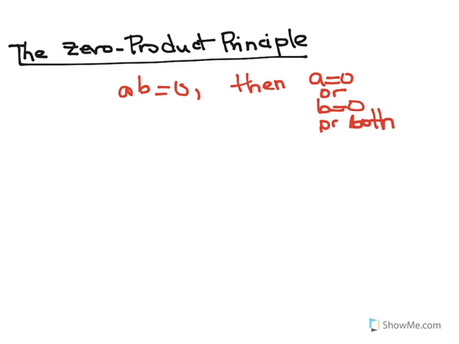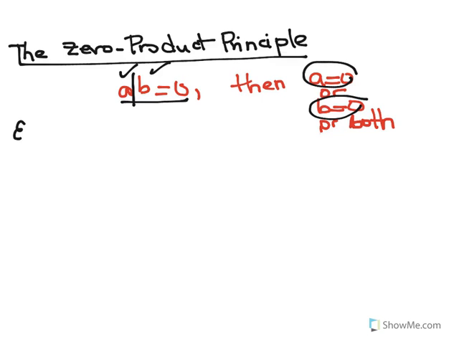So the zero product principle is a new tool that is going to be extremely helpful in solving equations that are nonlinear. Basically, the zero product principle tells me that if the product of two or more factors equals 0, then at least one of the factors must equal 0. So if the product equals 0, it's because one of them has to be 0.